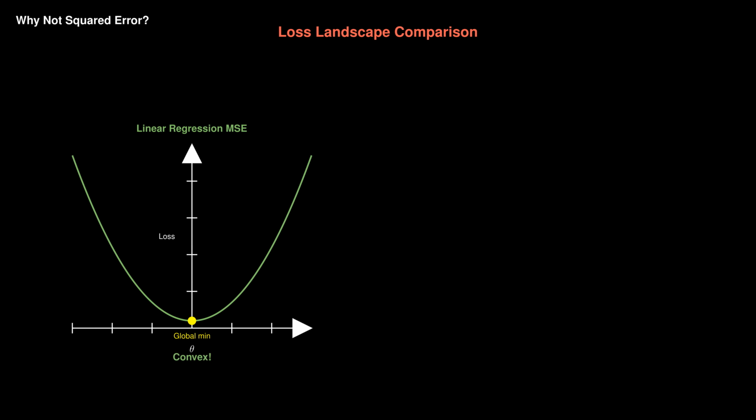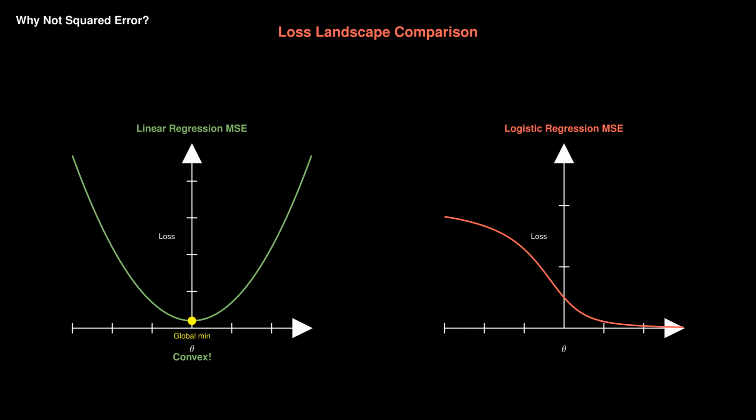Here is where things go wrong. In linear regression, the squared error loss was a nice bowl shape, a smooth convex curve with a single minimum at the bottom. No matter where you start, if you follow the slope downhill, you reach the minimum. But with logistic regression, we are squaring the difference between y and sigma of x transpose theta. The sigmoid function is nonlinear. It has that S-shaped curve.